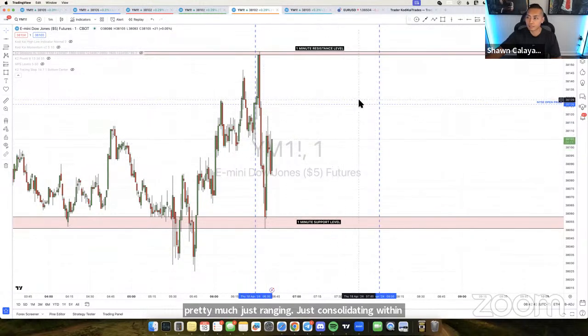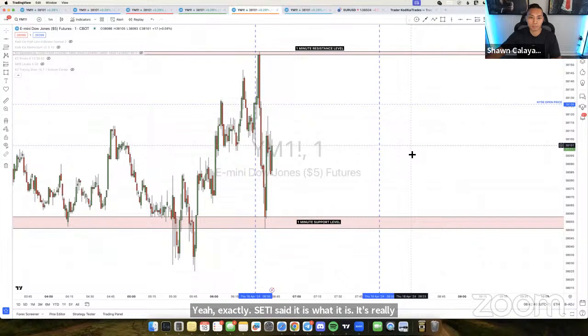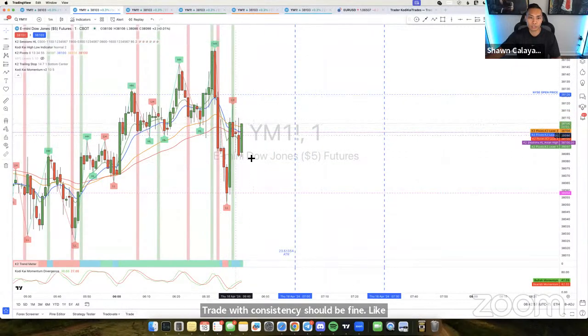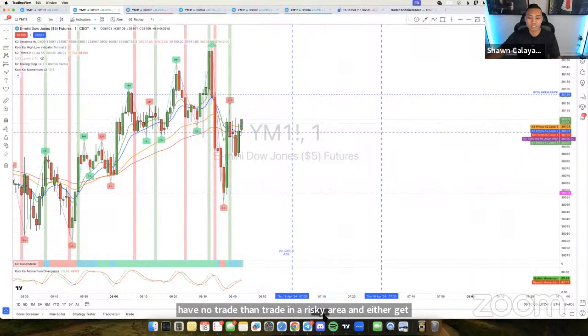Yeah, exactly. Sadie said it is what it is. It's really what it is, right? Yeah, no loss is good for him. Exactly. So you just got to be patient, guys. You got to be patient, have discipline, trade with consistency. You should be fine. I'd rather have no trade than trade in a risky area and either get lucky or lose a trade.